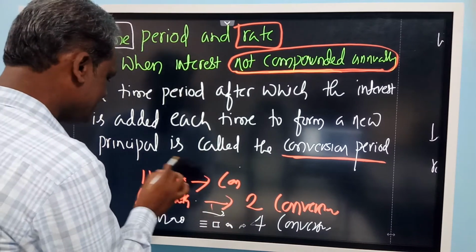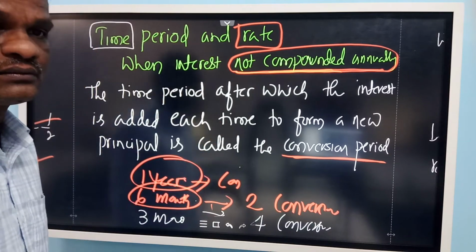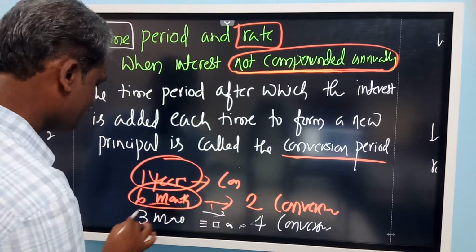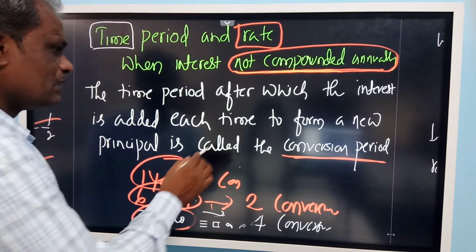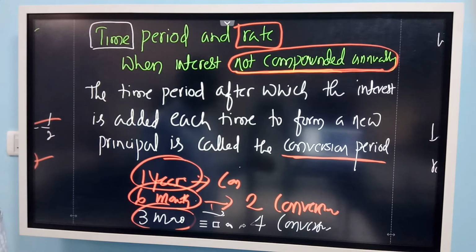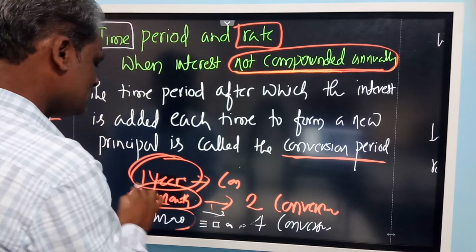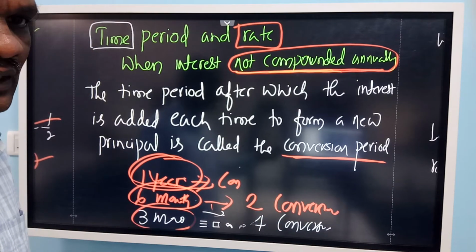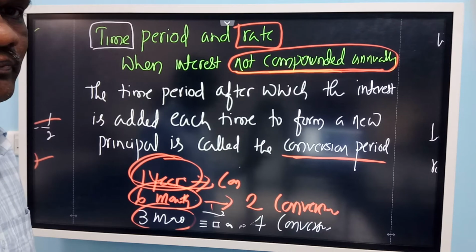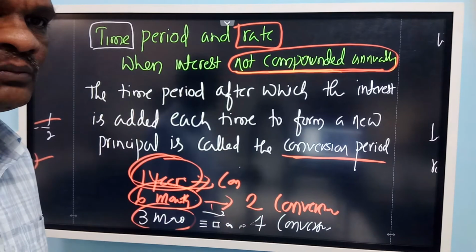So it is the time period after which the interest is added. Sometimes we add the interest at the end of the year, sometimes at the end of 6 months, sometimes every 3 months, to form a new principal. So far we have learned to change the principal at the end of the year. P1 will become P2 at the end of the year. The time taken to change the principal is called the conversion period. In the previous example, the conversion period is 1 year, so 1 conversion period in a year.